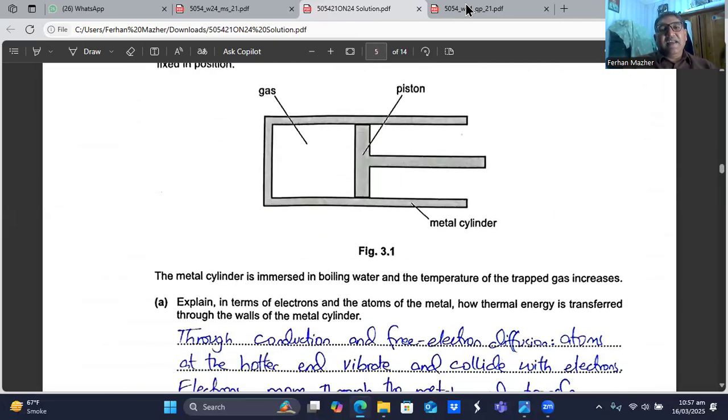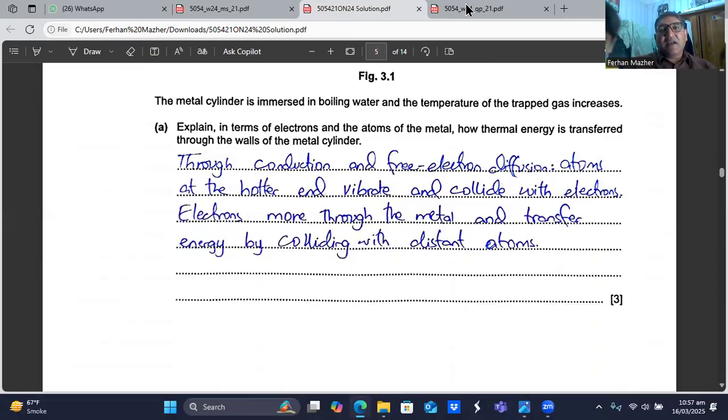So let's see, here we go. Hajra has also written an answer, so let's check her answer. Through conduction and free electron diffusion, she's saying that the energy is transferred through the metal by conduction and by free electron diffusion. Atoms at the hotter end vibrate and collide with the electrons. Electrons move through the metal and transfer energy by colliding with the distant atoms. So you can say here she has not written a very good answer.